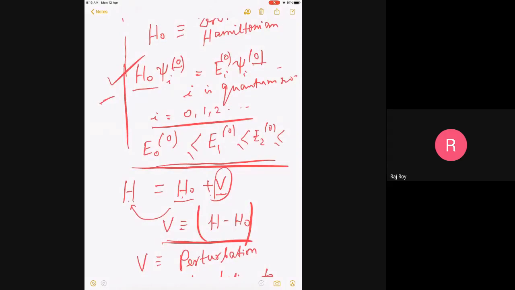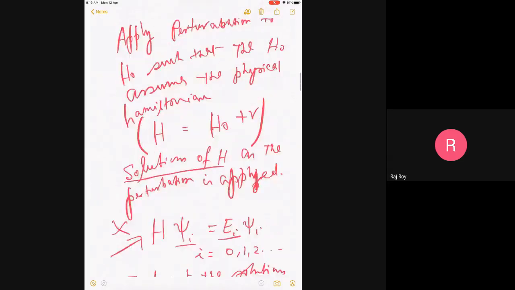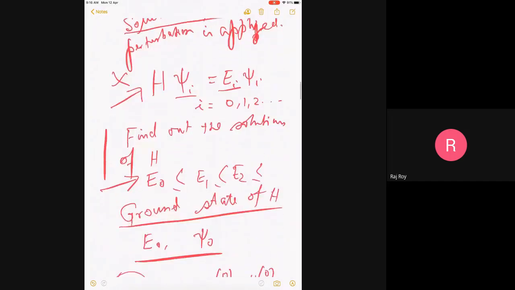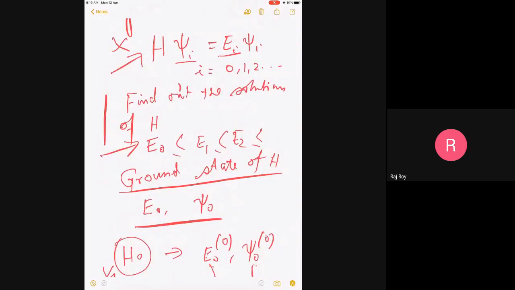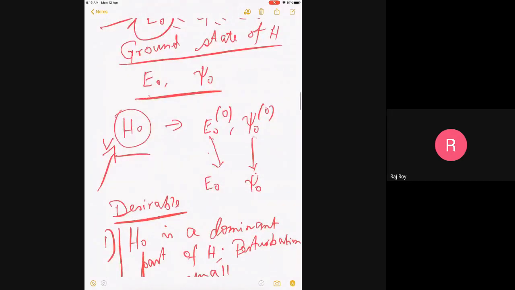I'm again repeating, because you might wonder why I am looking at all the solutions of H naught if I'm only interested in the ground state solution for H. So again, for the H also there is an ordering. Of course, I'm interested only in E naught and psi naught.